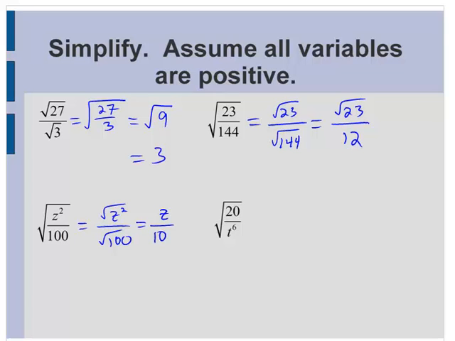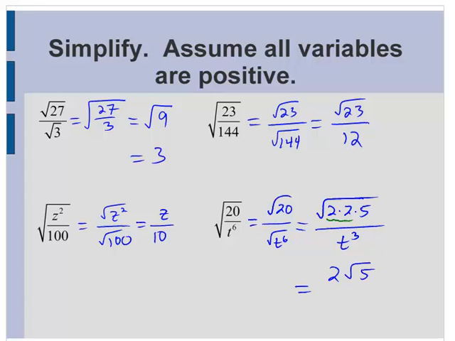Why don't you try the last one on your own? Simplify the square root of 20 over t to the sixth. All right, so let me first break this up as the square root of 20 over the square root of t to the sixth. Now let's see, 20 is 2 times 2 times 5. And square root of t to the sixth is simply t cubed. And then using that idea, I've got a perfect square. So I'll pull out a single factor of 2. So I have 2 times the square root of 5 over t cubed.